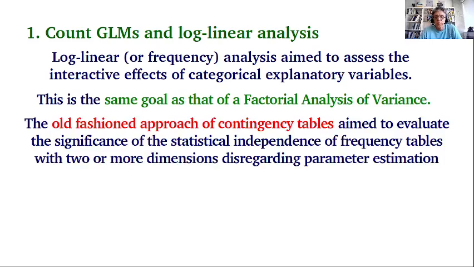The old-fashioned approach of contingency tables, that at least I learned, aimed to evaluate the statistical significance of the independence or lack thereof of two or more dimensions, that is, two or more variables of frequency tables. This was in total disregard of parameter estimation. The only thing that mattered was to assess whether the rows, that is the effect of one variable, were independent of the columns, the other explanatory variable, in a frequency table of two entries in this example that I'm mentioning.